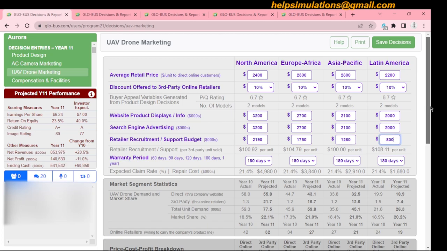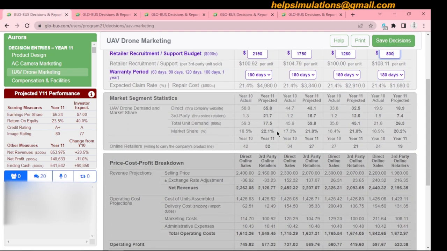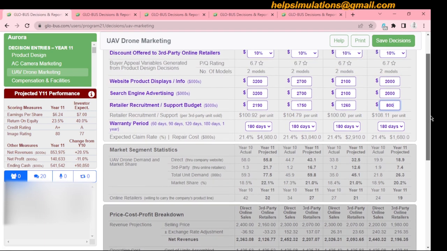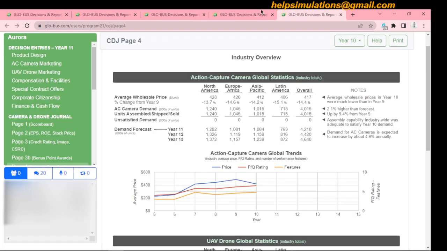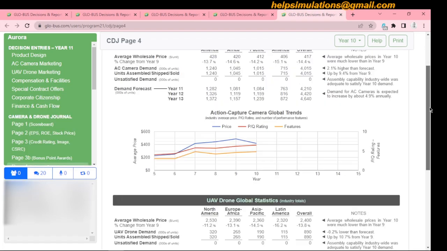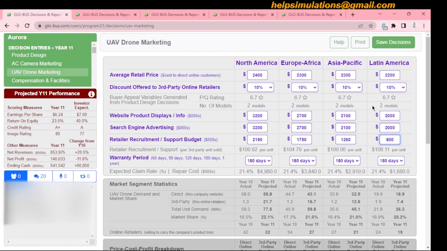So 800, sorry about that change. Okay, so let's set the price. You can see our market share increased in all the market segments, so I don't think we'll have a problem with that. So let's set the price. You can also use the same way we use the industry overview under the drone market, the UAV drone global statistics, where we have the average PQ rating and the average price chart. You can use those figures to set the price that you want to charge.